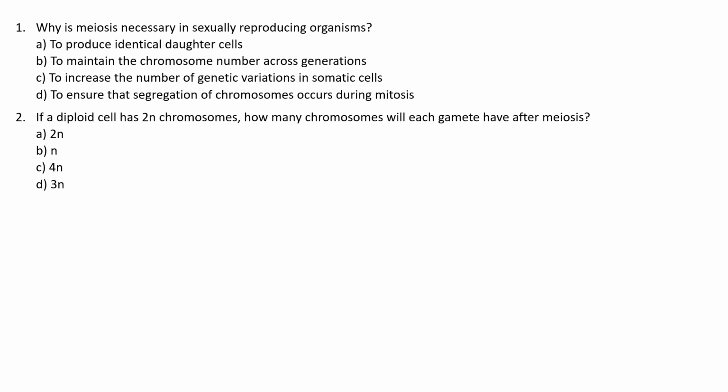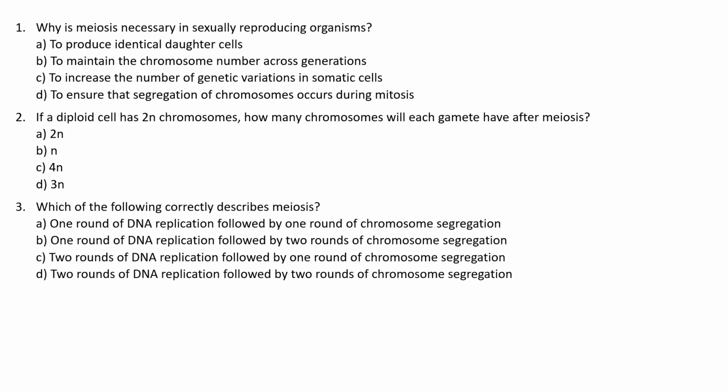All right. Next question. This is very easy. If a diploid cell has 2N chromosomes, how many chromosomes will each gamete have after meiosis? N. That's correct. And the people texting as well, that's absolutely correct. Everyone's got it right. It's N. It's option B. Great. So I don't think that really warrants too much explanation. So I'll move on to the next one.